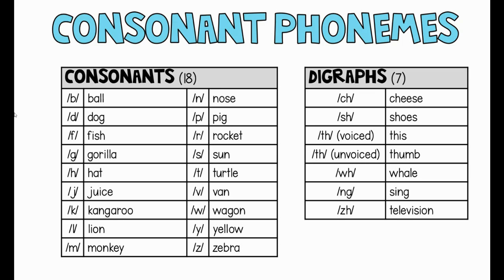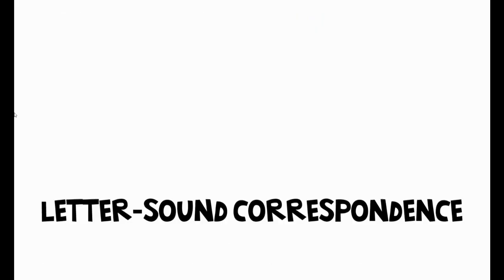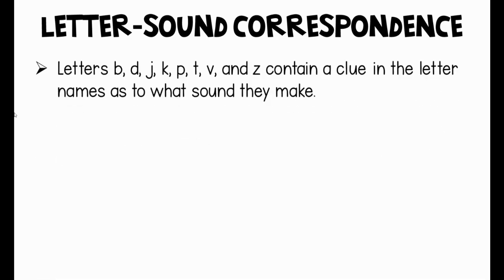When we are teaching the relationship between the phoneme and the grapheme, we are teaching that letter sound correspondence. So we should be teaching letter names and the sound that each letter makes. And again, that is easiest when we start with those simple consonants in that first chart. And consider that the letters B, D, J, K, P, T, V, and Z. All of these letters, their letter names contain a clue as to the sound that that letter will make. The letter B says B. Letter D, D. J says J.